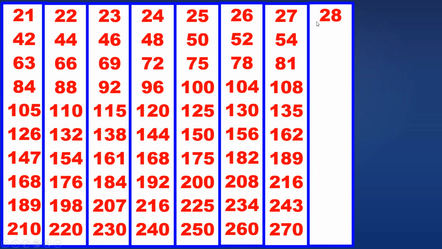28 times table. 28 times 1 is 28. 28 times 2s are 56. 28 times 3s are 84. 28 times 4s are 112. 28 times 5s are 140.